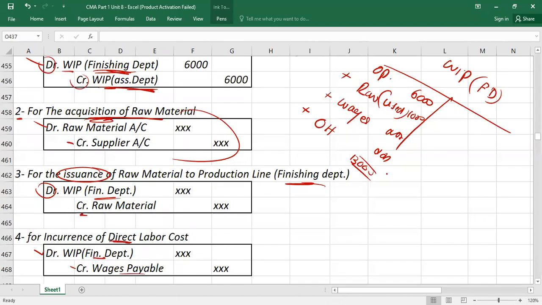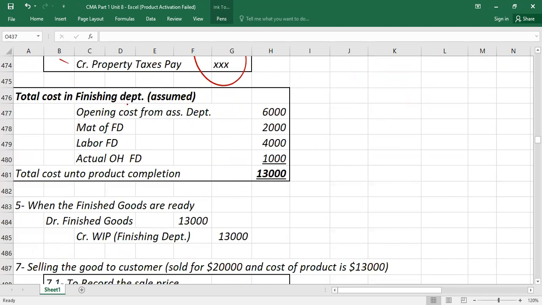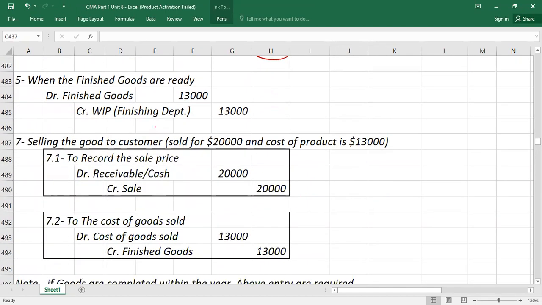And now the product is completed. If the product is completed, the goods will be transferred to finished goods. I have assumed my total cost for finishing department is how much? 13,000. Now your goods are completed. What entry will you pass? When finished goods are ready, you will debit what? Finished goods, because this new ledger will open now with the total cost of 13,000, which includes the cost of assembly department and the cost of finishing department.